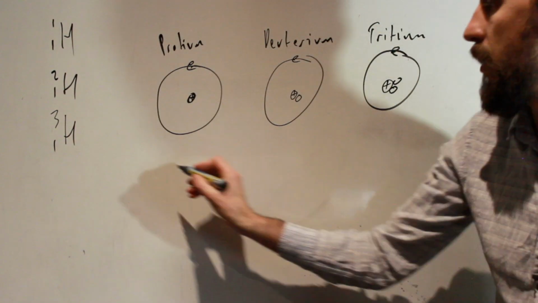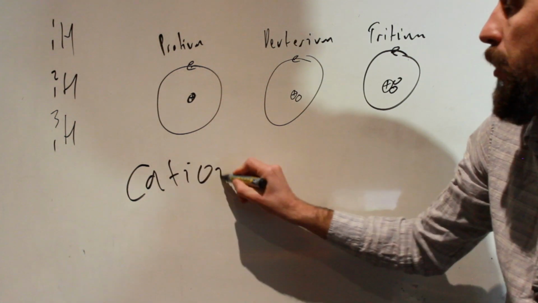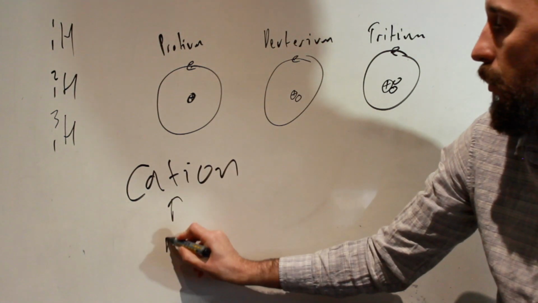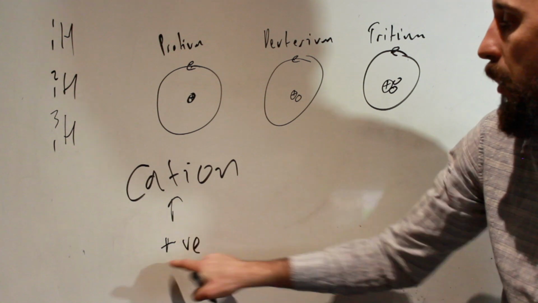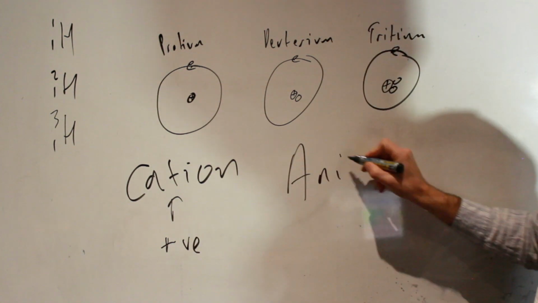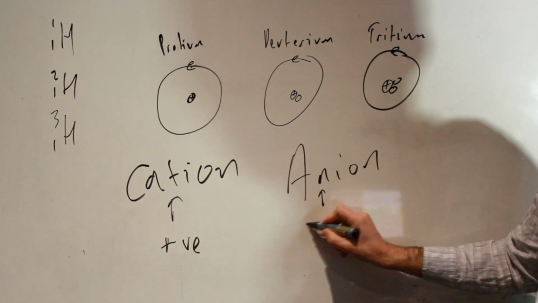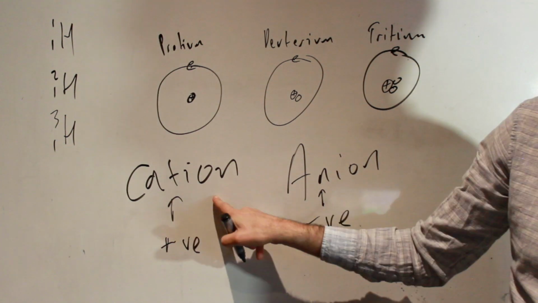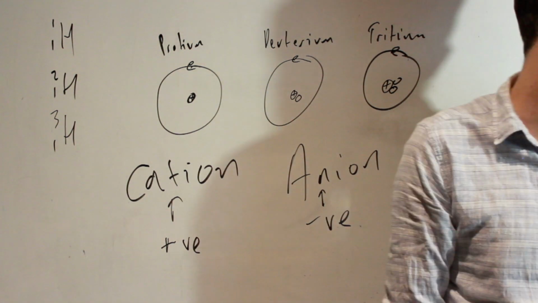Now we got 2, we got cation. You can remember the cation is positive because it has a T in it, and a T sort of looks like a positive sign. Positive. Anion, you can remember it's called an anion because it has an N. N stands for negative. Positive cations, negative anions.